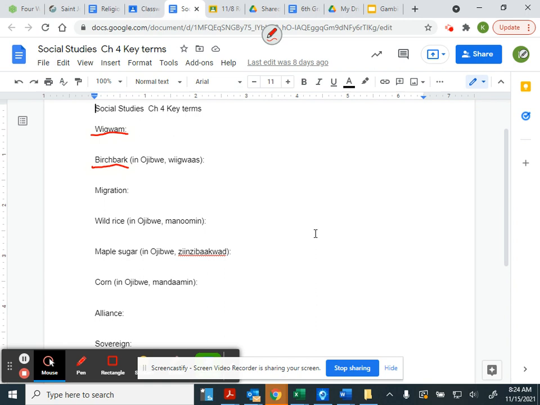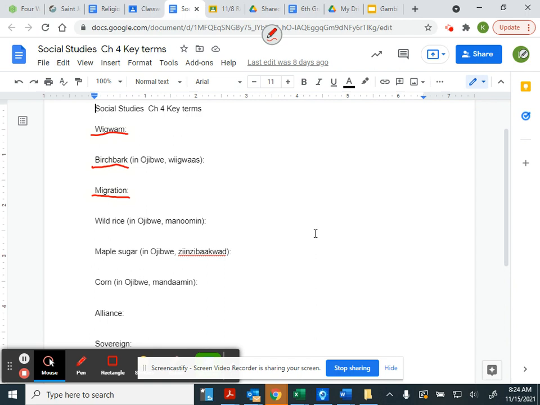Speaking of birch bark, what is birch bark, Will? Bark of a birch tree. The bark of the birch tree. Next we have migration. We hear about migration in lots of different ways. What does migration mean? Izzy? Moving from one region or country to another. Yeah, moving from one region or country to another one.